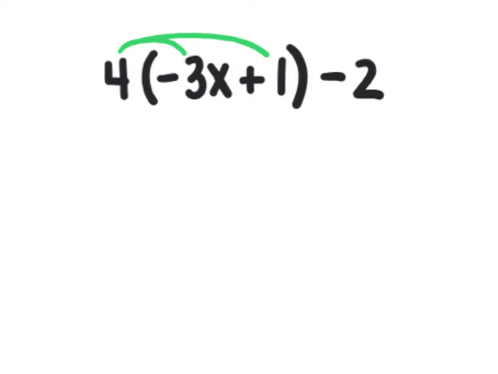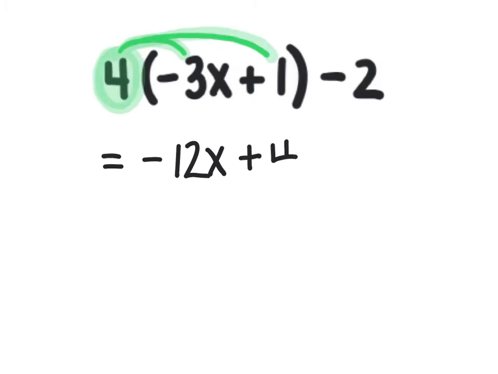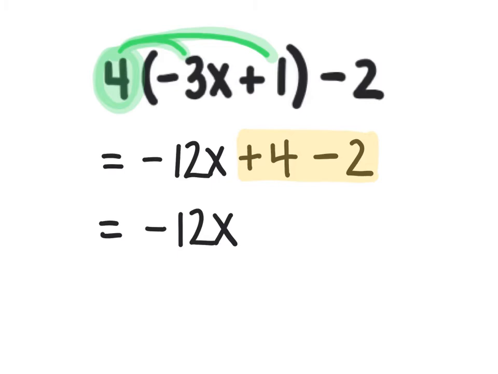So as 4 multiplies with a negative 3x, we will get negative 12x. And then as that 4 multiplies with the positive 1, we will get positive 4. We'll just copy down this negative 2 because it is not being multiplied. In our next line, however, we can recognize that there are some like terms that can be collected. So we will continue to keep the negative 12x because there's nothing to be combined with it. There are no like terms. But the 4 and the negative 2 can be combined. We know that in this case, the positive team will win by 2.